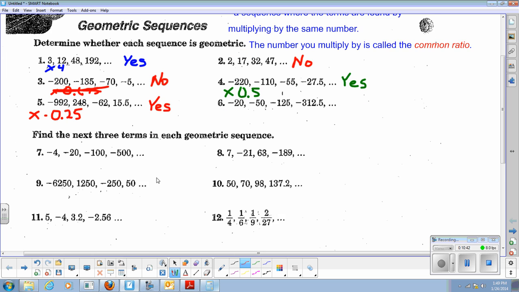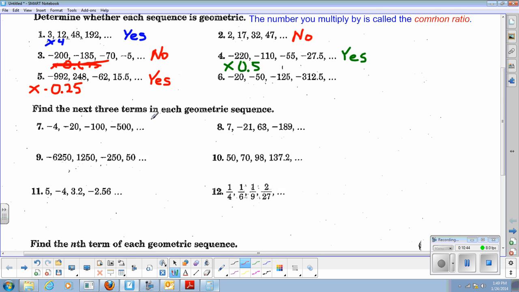All right, determining the next terms in each geometric sequence. What they're telling you here on problems like this is these are geometric. You will be multiplying by some amount. You'll be multiplying by something that's a decimal or a fraction, or you're going to be multiplying by an integer. So let's take a look at number 7. Negative 4 to negative 20. I know there's a relationship between 4 and 20, and I know that 4 times 5 is 20.